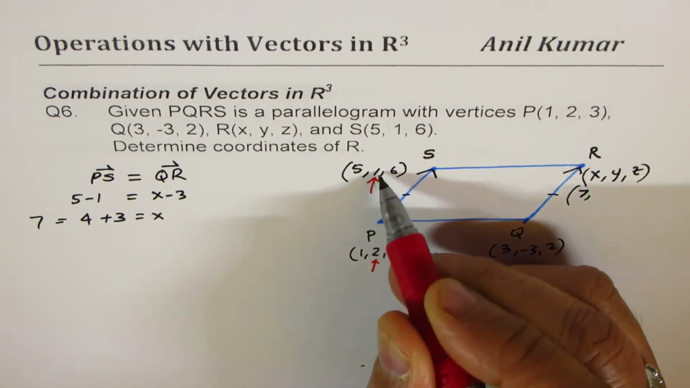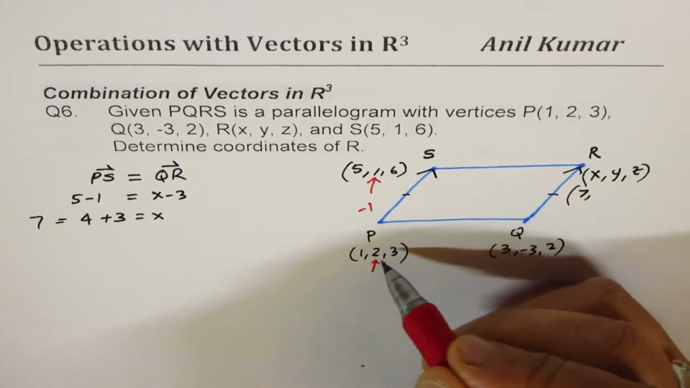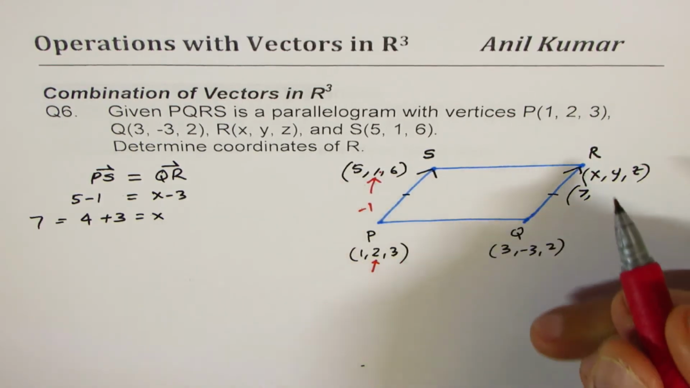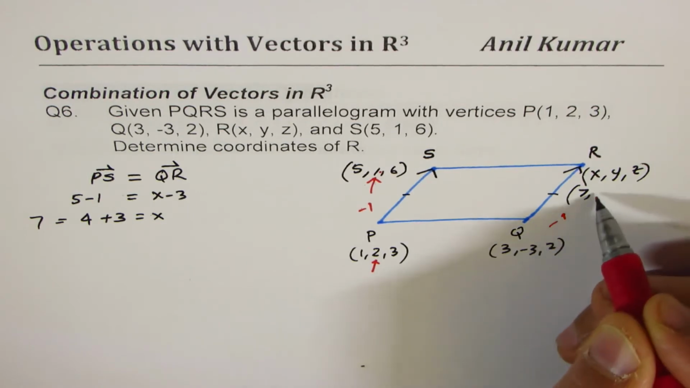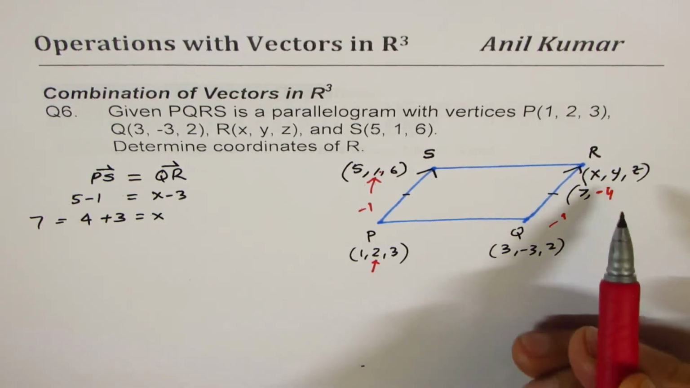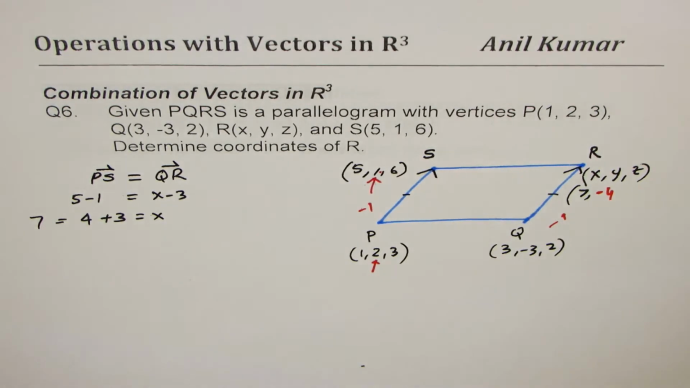So we go from 2 to 1, that means minus 1, right? Going from 2 to 1 is minus 1. So I'm doing minus 1 here. I do minus 1 from 3, so I get minus 4. Do you see that? So I get minus 4 for y. Now this is very fast, correct?